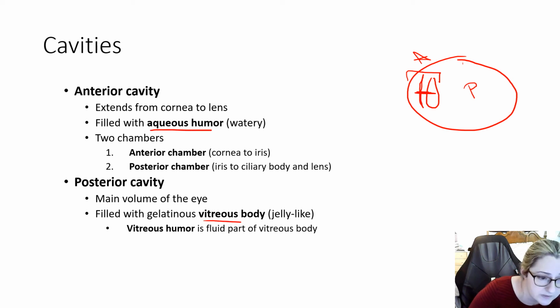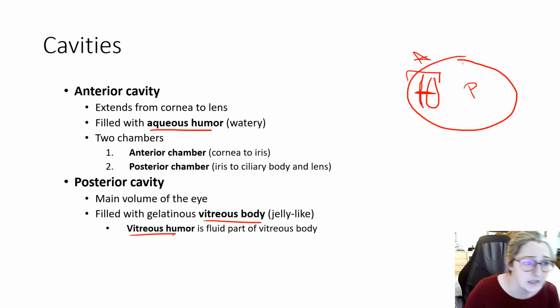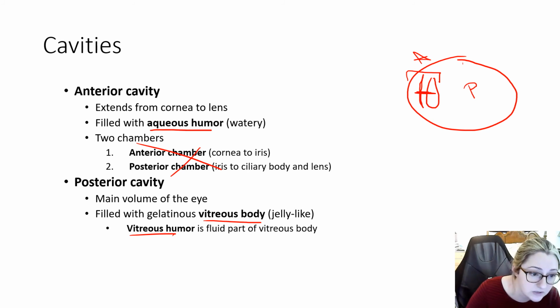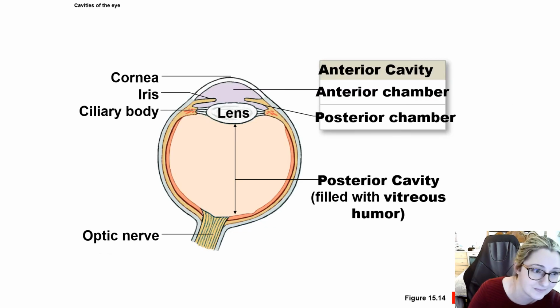Aqueous humor or vitreous humor. Vitreous humor down here is very jelly-like. The aqueous humor is very watery. And you can ignore these two chambers. I don't really care about those. This vitreous humor is jelly-like, and it allows the posterior cavity to be inflated. If you did not have this vitreous humor, your eye would not be inflated, and it would shrivel up into your orbit, and that's not a good thing.